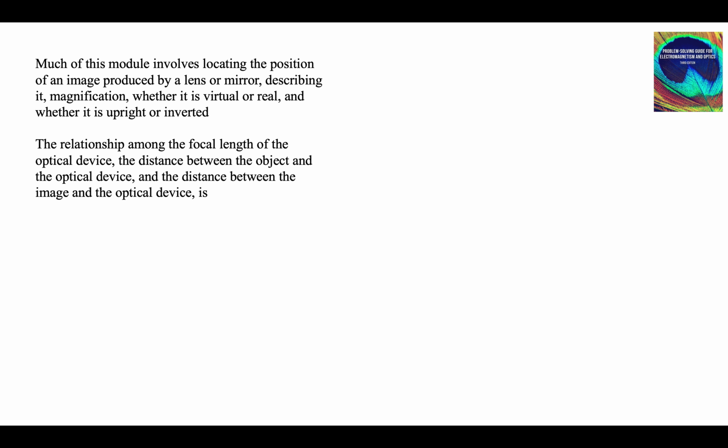Much of this module involves locating the position of an image, the position of the object, its magnification, whether it's virtual or real, whether it's upright or inverted. So we have three things here. We have the focal length of the mirror or lens, we have the position of the object, and we have the position of the image. And then we have some details about the image. Is it upright? Is it inverted? Is it virtual? Is it real? What is its magnification?